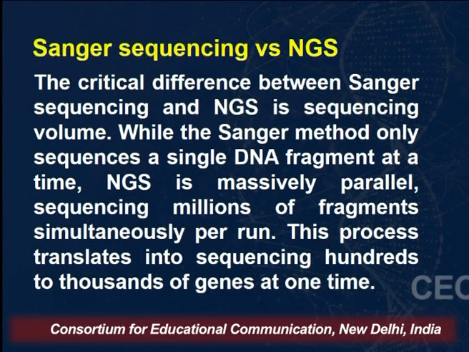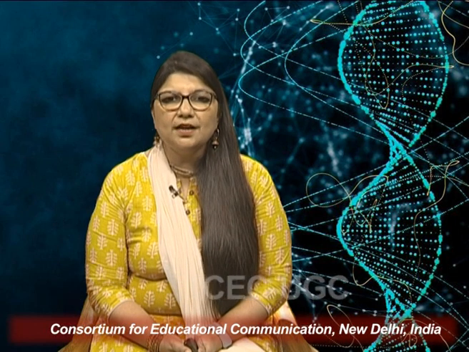The critical difference between Sanger sequencing and NGS is the sequencing volume. While the Sanger method only sequences a single DNA fragment at a time, NGS is massively parallel sequencing, sequencing millions of fragments simultaneously per run. The process translates into sequencing hundreds to thousands of genes at one time. This is the major critical difference from the Sanger sequencing method.